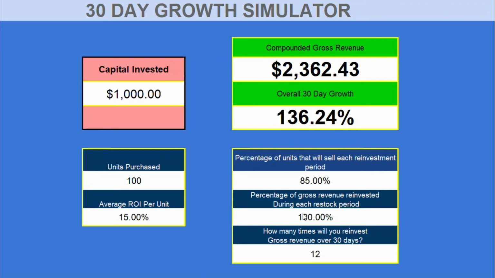And of course, we can be a little bit more realistic about how many percentage points you're able to reinvest each of these periods. So you can drop this down to say 90%. What this means is that they are reinvesting 90% of their revenue 12 times, or flipping it 12 times, in a 30-day period. And they're able to do that because they're reducing their ROI per unit.